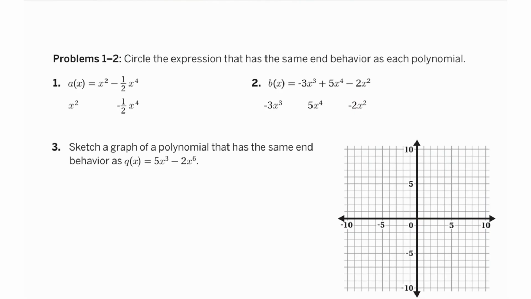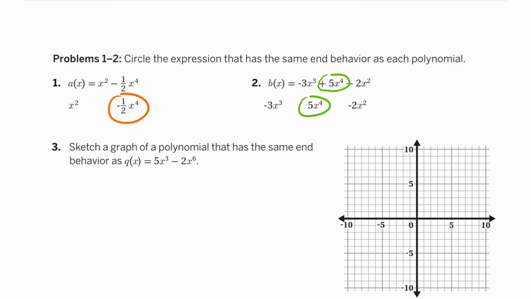For number 1, we see that the highest exponent is 4 and the coefficient is negative. So if we have an expression with a negative coefficient and an exponent of 4, looks good to me. For number 2, our highest exponent is 4 and the leading coefficient is positive 5. So I would say that this expression would have the exact same end behavior as well.